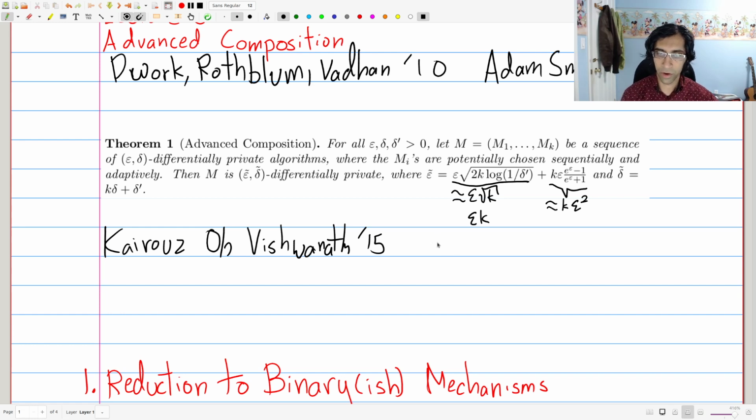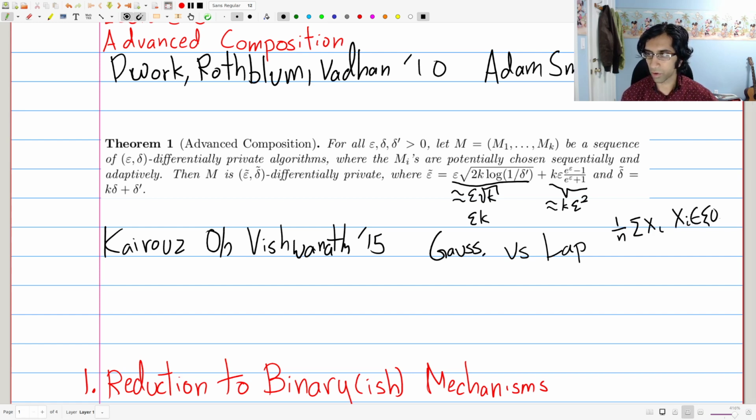Remember last time we talked about a simple estimation example where you do the Gaussian mechanism versus the Laplace mechanism. Recall this was estimating essentially the mean of a set of vectors where x_i is in {0,1}^d, and the amount of error that you get if you run the Gaussian mechanism is roughly d over epsilon n in L2 norm, whereas the Laplace mechanism would get you error d^(3/2) divided by epsilon n.